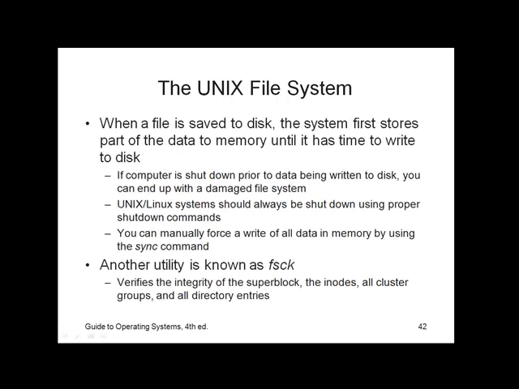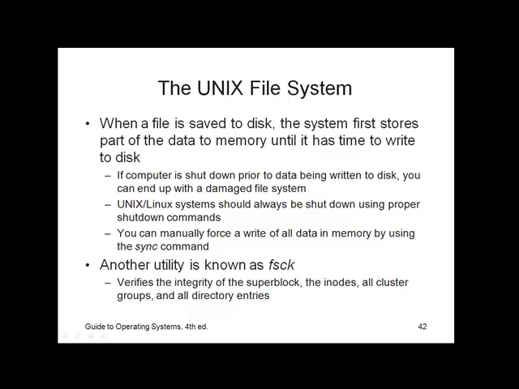Now, some things you need to be aware of in the Unix file system. When a file is saved to the disk, the system first stores part of the data to memory until it has time to write to the disk. Now, this creates some caveats. For instance, if a computer is shut down prior to the data being written to the disk, you can end up with a damaged file system.